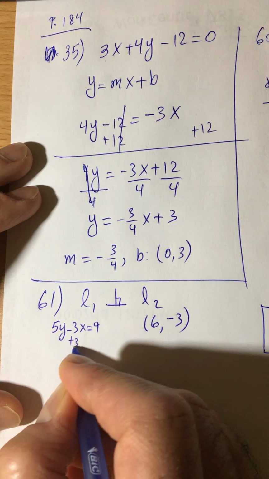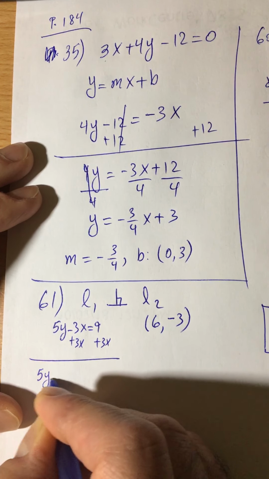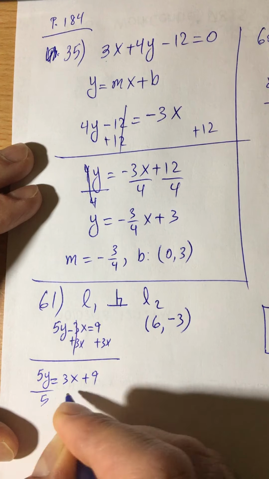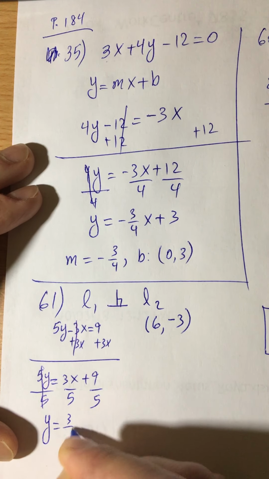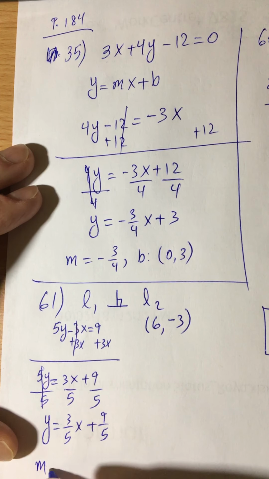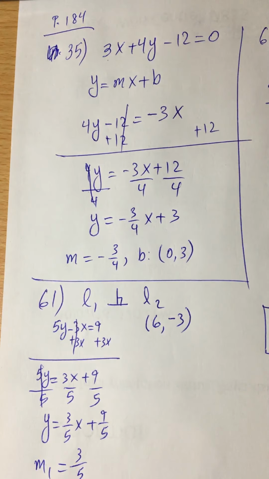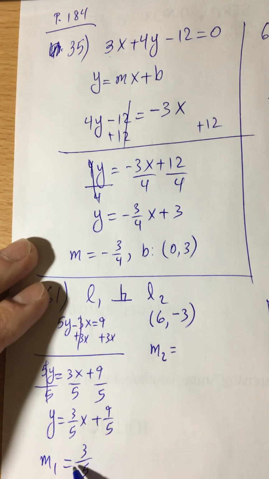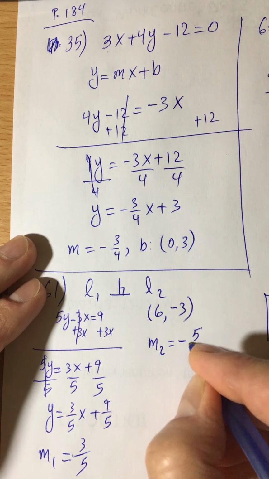I'm going to add 3x to both sides. So I get 5y equals 3x plus 9. Then I'm going to divide by 5. Nothing can be reduced. So I get this. So what's my slope of line 1? M1 is 3/5. Lines are perpendicular. That means M2 is the opposite sign of this. So if this is positive, that will be negative. You flip it over. It's 5/3.